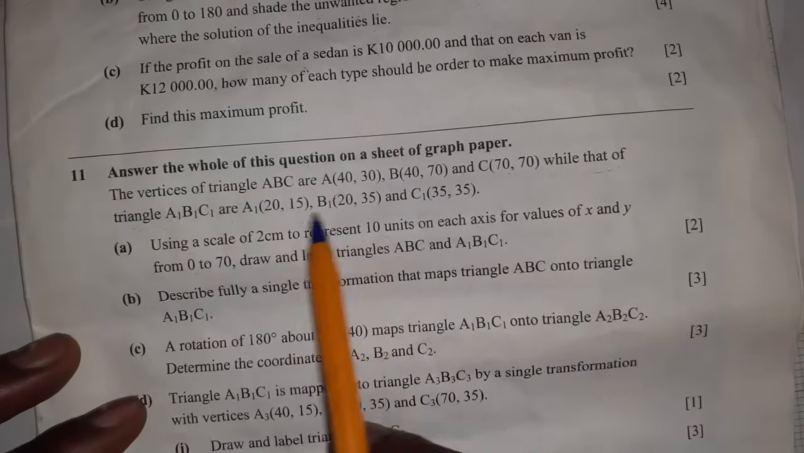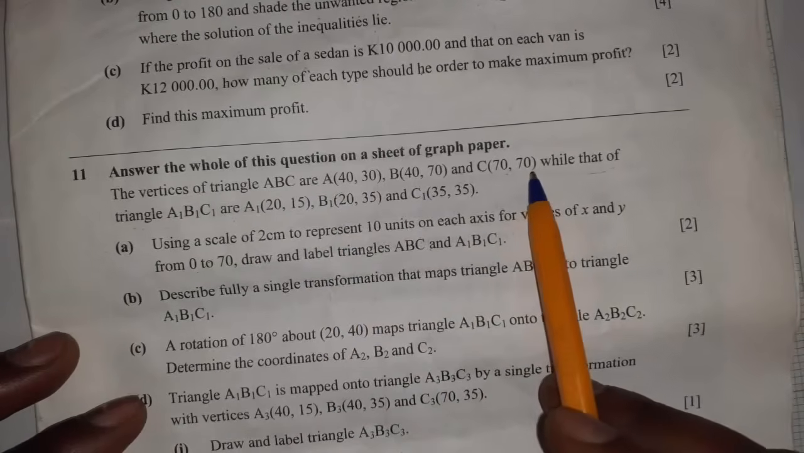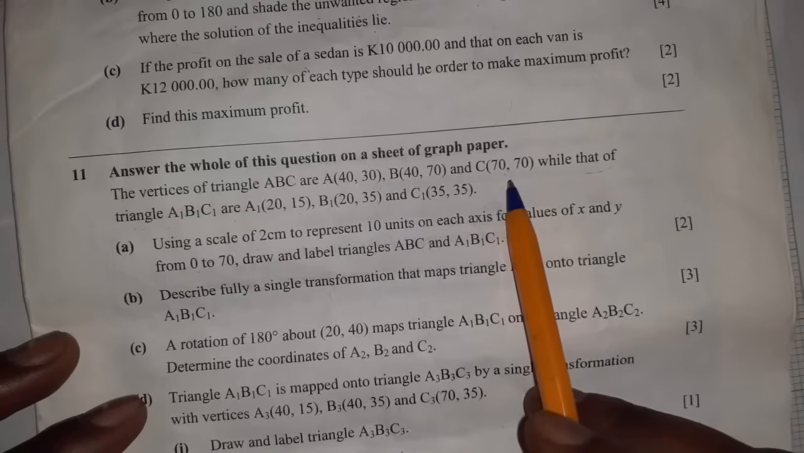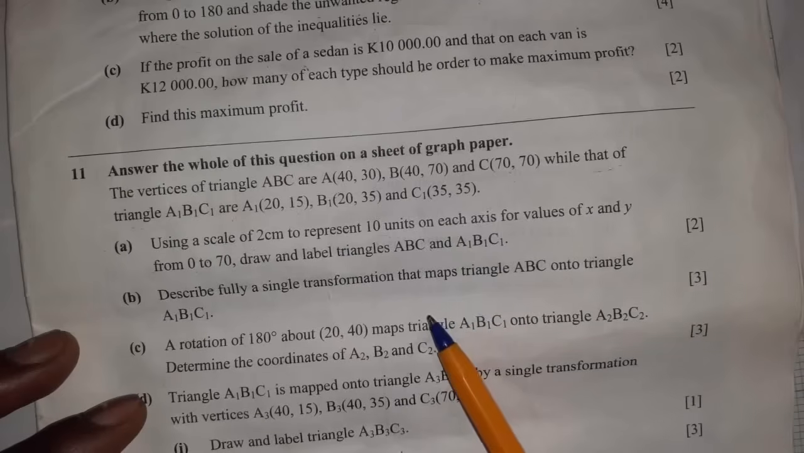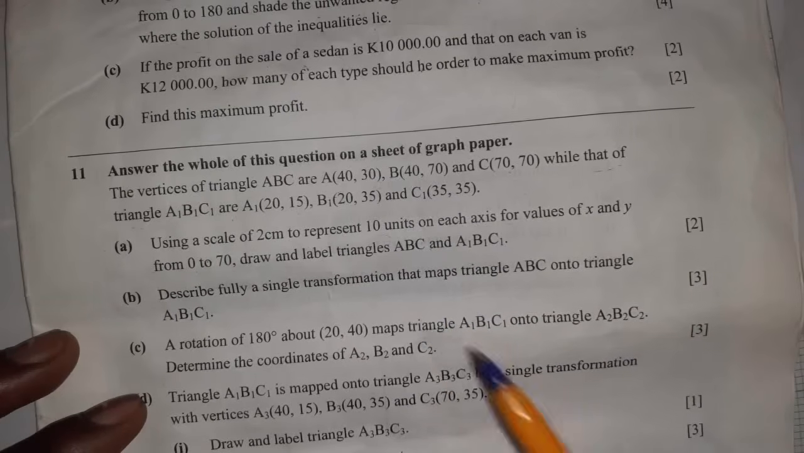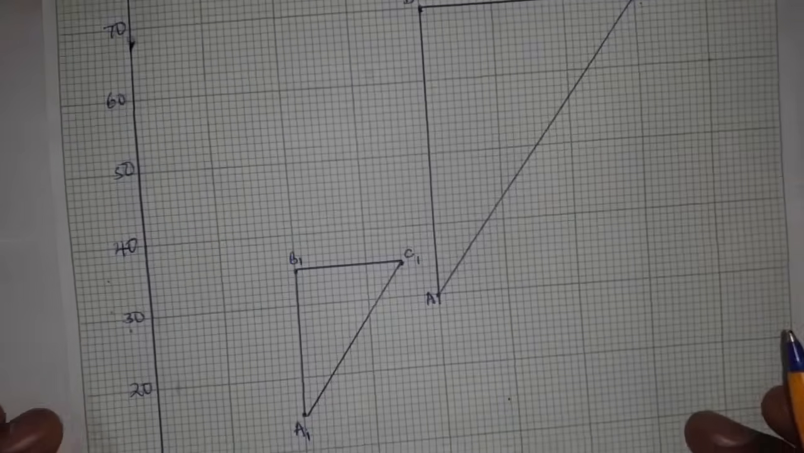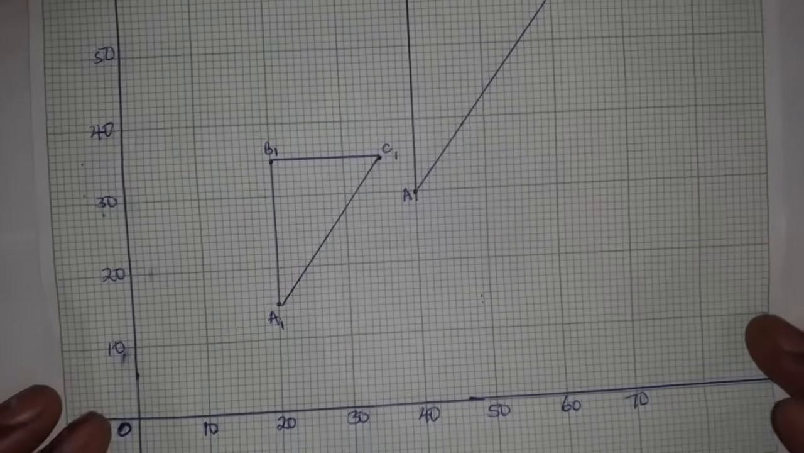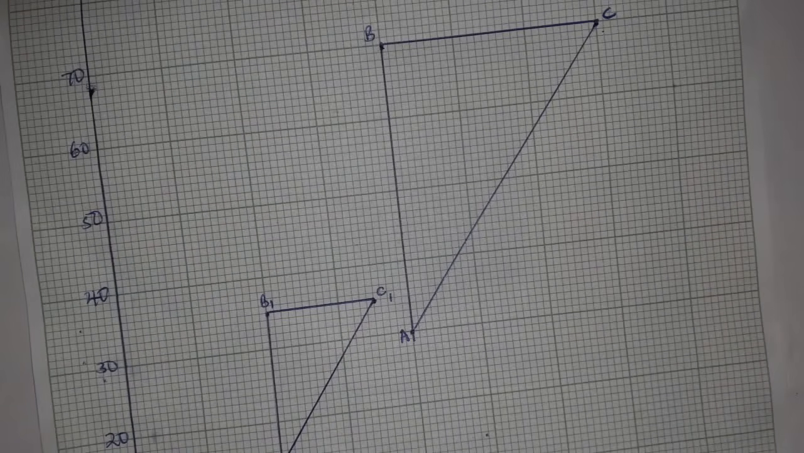So the vertices are given here. For the second triangle, these are the ones. For the first triangle, they are also given here. So I want you to pause the video, get your graph paper, and using this scale, draw these triangles on your graph paper. Let us do that. I hope you have done that. Okay, now let's compare our triangles. These are my triangles here. I don't know how your triangles look. Okay, so then now we can go to the next question.